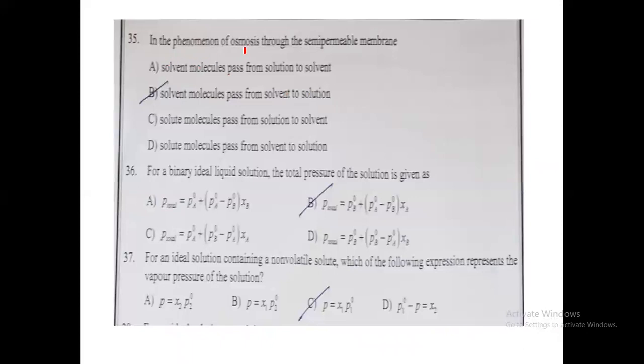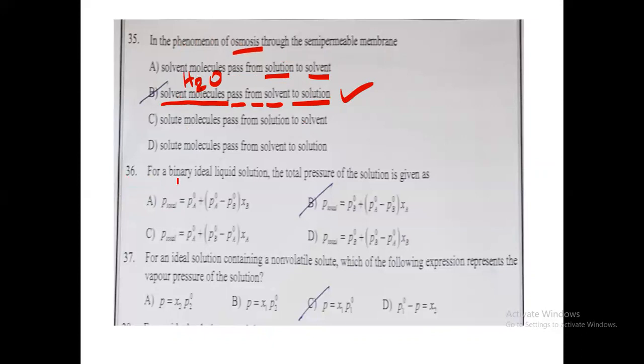In the phenomenon of osmosis through the semi-permeable membrane, what happens here? Solvent molecules pass from solution to solvent. No, solution is higher concentration, solvent is lower concentration. Solvent molecules generally means water molecules. The solvent molecules pass from solvent to solution. This is right, so it is the correct answer.